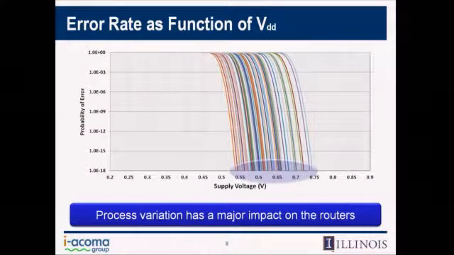To demonstrate the impact of variation on the routers, I have a plot that shows the probability of error versus supply voltage for a 64-router 2D mesh with one voltage regulator per router. In this plot, as you can see, there are 64 curves, and each of these curves shows the failure rate of a single stage of a single router.